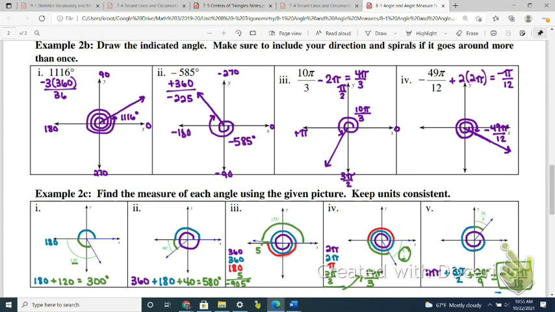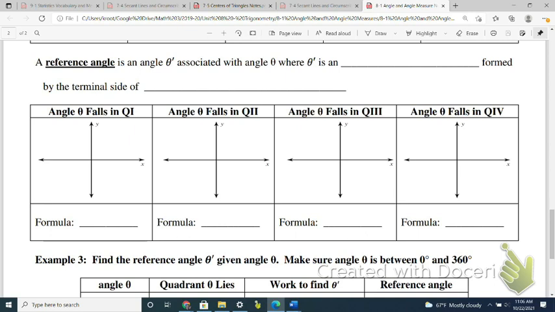Last thing we're going to do is a reference angle. So let's take a look at it. A reference angle is an angle theta prime. That's what that little line means right here. This little line just means prime. Associated with an angle where theta prime is an acute angle. So remember, that is between 0 and 90 degrees. Formed by the terminal side of angle theta and the x-axis.